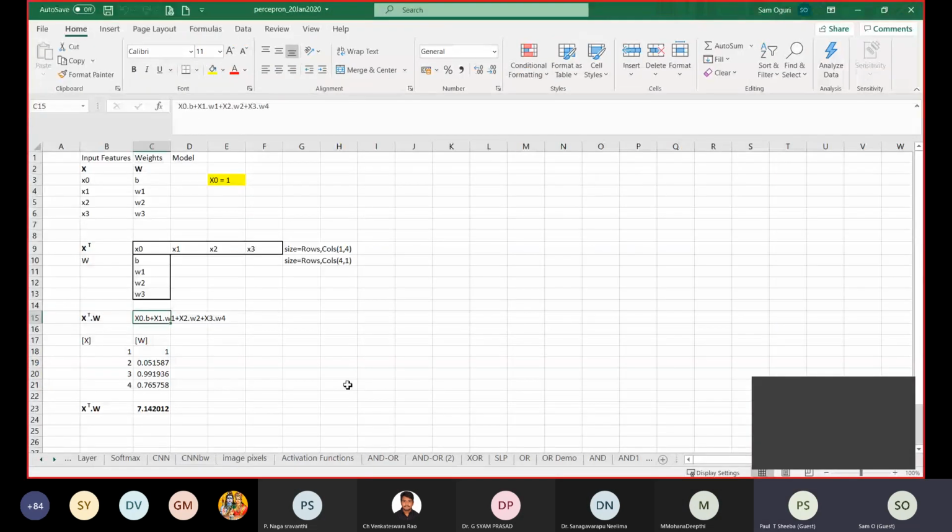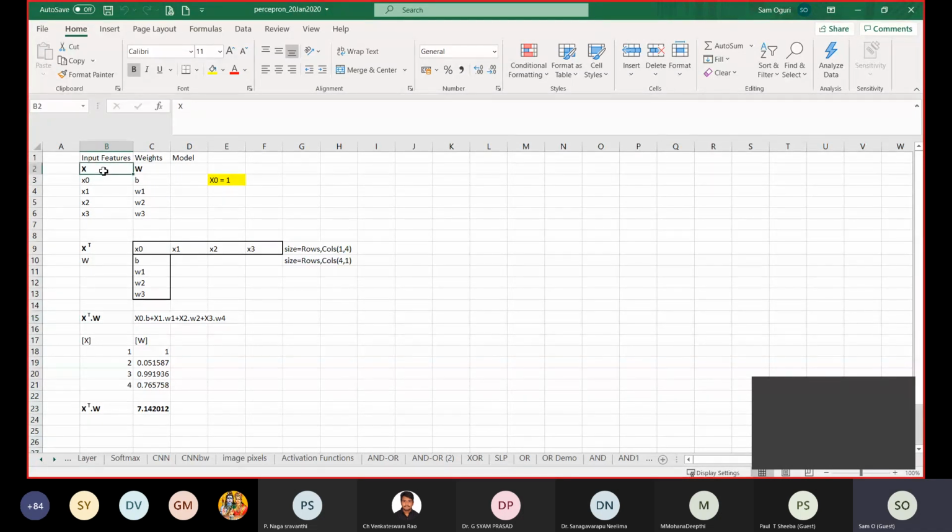Okay. So I want to give you an explanation of what the weights are. If you see here, the capital X is the input features, X0, X1, X2. So this is a vector of size 4. And the weights are W0, W1, W2, W3. So these are two vectors, X and W. So our activation function is nothing but X transpose into W.